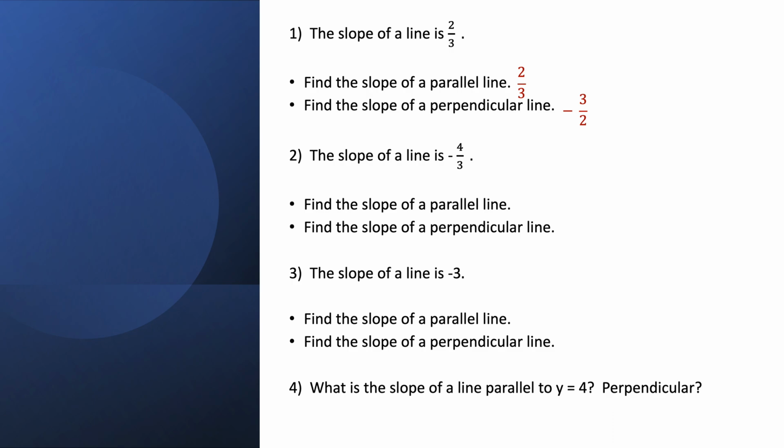Okay, so it says the slope is -4/3. So a parallel line is also -4/3. A perpendicular line, negate it, so you know now it has to be positive, and flip it, 3/4. What about the slope of a line is -3? Do number 3, stop and start.